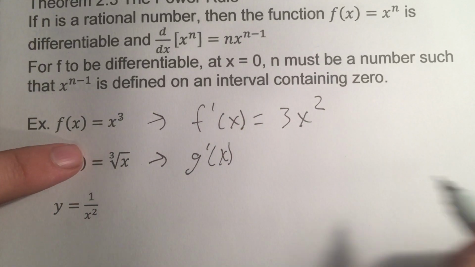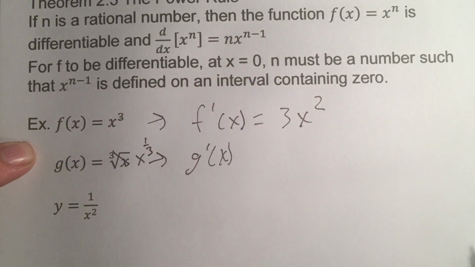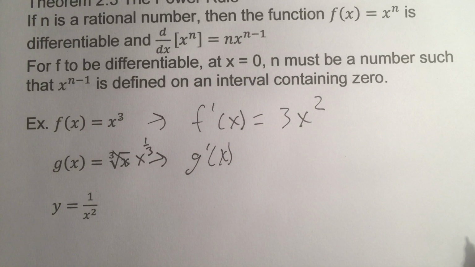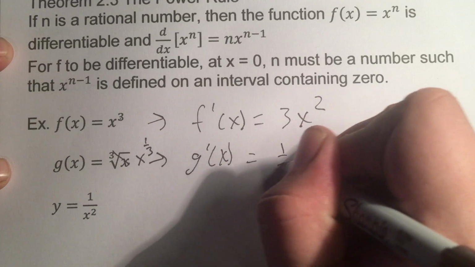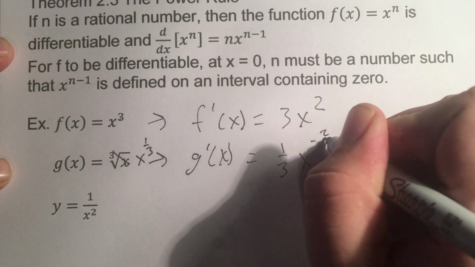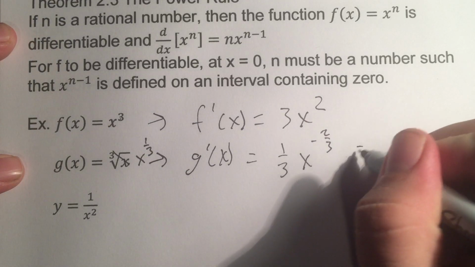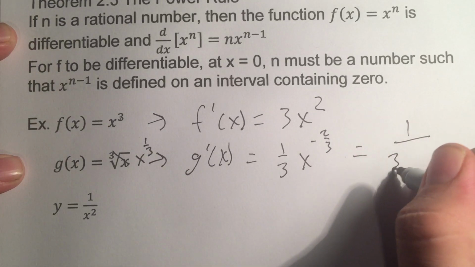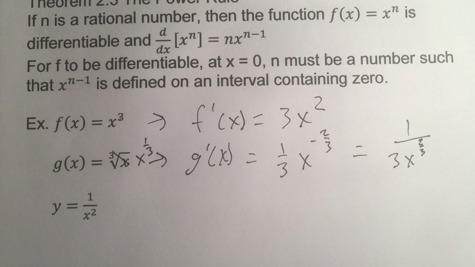Now, with this, we're actually going to rewrite this as x to the 1/3, because with roots, the root is always at the bottom, and the powers go to the top on the exponent. So then we can do power rule with it, and it becomes 1/3 x to the negative 2/3. Or you might see this written as 1 over 3x to the 2/3, because we don't like negatives in the exponents.